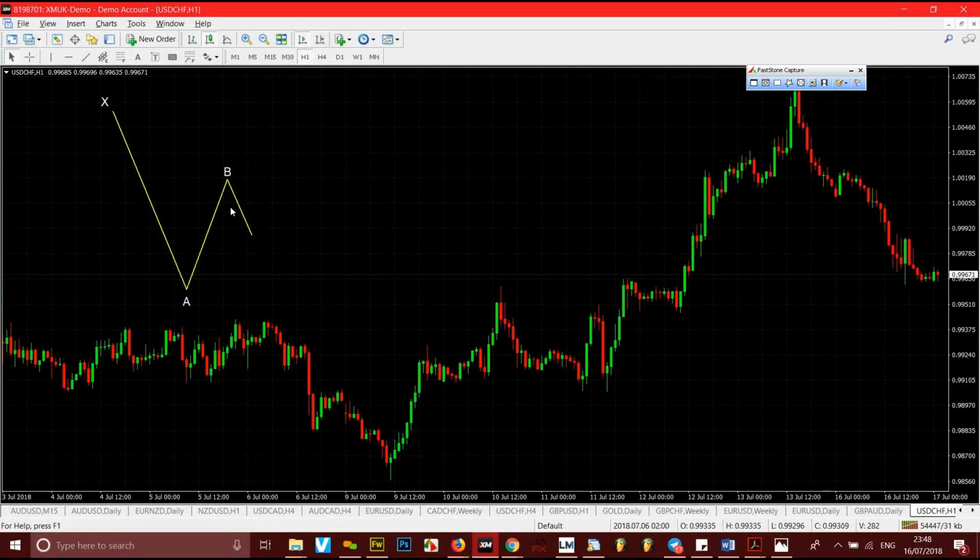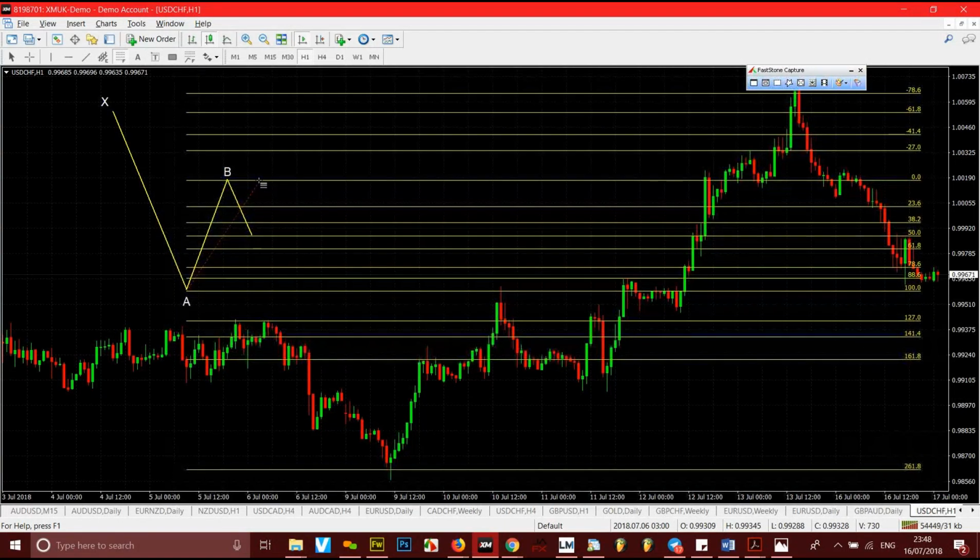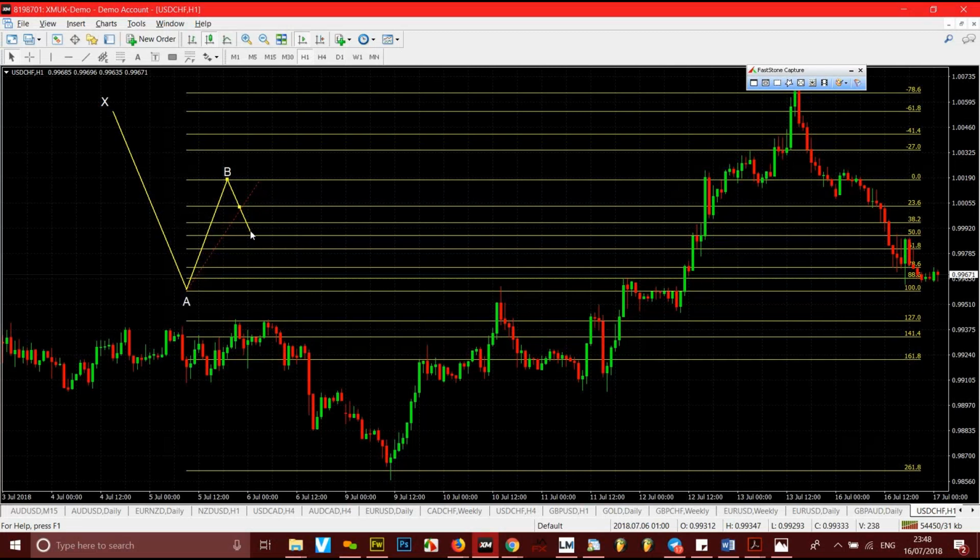So now how do you find your C? For your C, you must use your Fibonacci again. Draw it from your A to your B. And now your C must be between your 38 and your 88.6. It mustn't get to your A, which would be your 100. You mustn't get there. So it needs to be at least 38, which would be somewhere around here. So I can just put it at 38. The other time I tried 78, the other time I tried 88.6. It could be any of these levels, but it mustn't be lower than 38. So let's say that is where we have a C leg getting to.